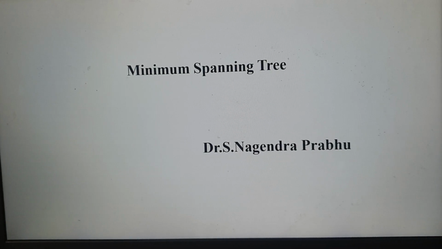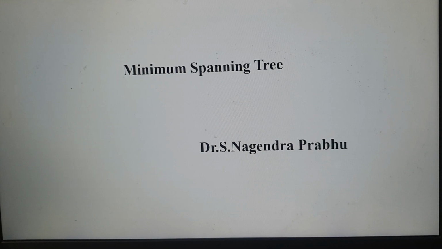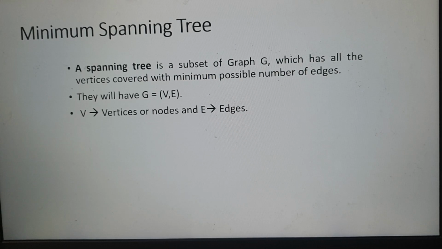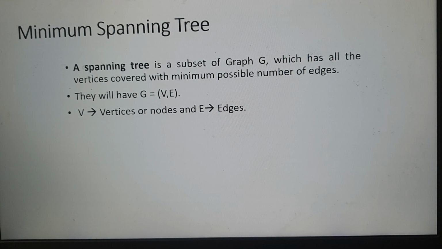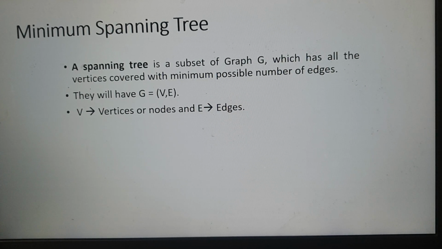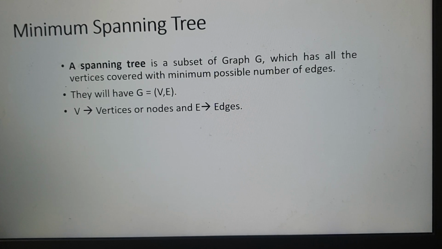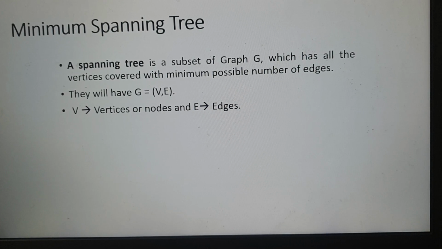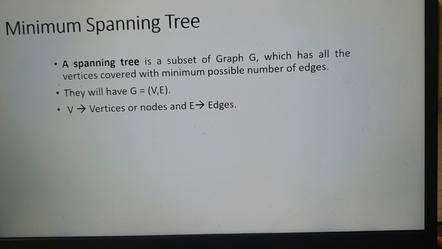Hi, in this session we are going to cover minimum spanning tree. First we will see what a spanning tree is, then we can go for a minimum spanning tree. A spanning tree is a subset of the given graph G which has all vertices covered with the minimum possible number of edges. Suppose we have a graph with 10 vertices, then the minimum number of edges should be 9, and only then will it be considered a minimum spanning tree.